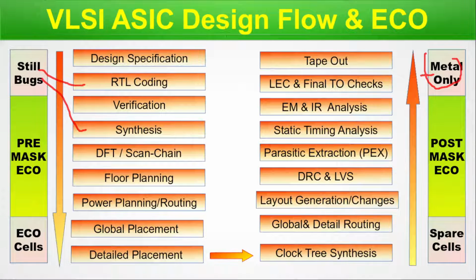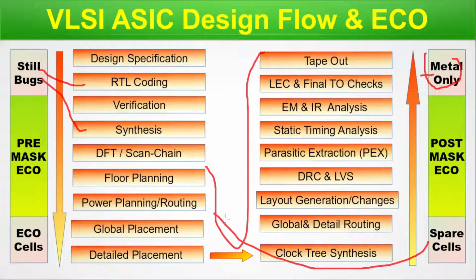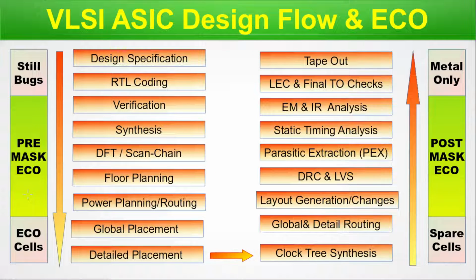Generally the ECO is done on the back end side, from here to here. Whenever changes are needed, it can go here or here, anywhere it is needed. So spare cells are needed, and ECO cells are also used in this part. This is a gross idea of what a pre-mask ECO and a post-mask ECO are. Now let's look at the details of these two. We're done here. Let's move on to the next slide.